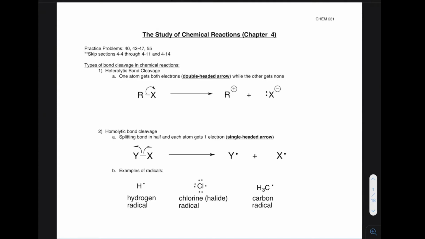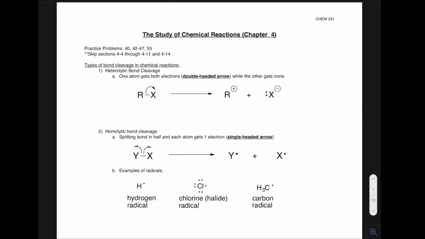So for this chapter, the study of chemical reactions, we're going to be skipping over quite a bit of material, as you can see here. The reason for that is it is sort of beyond the scope of what we're going to be learning. There's a lot of math we can do looking at chemical reactions, a lot of reaction kinetics we can look at. But for the sake of time, for this class, we're going to basically skip over. So it's going to make chapter 4 pretty short overall.